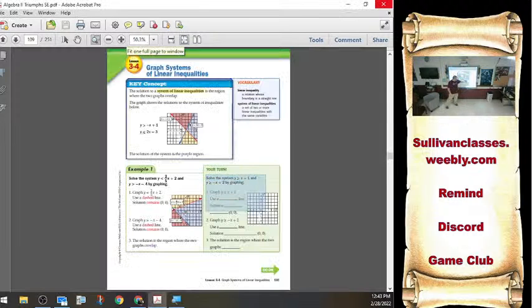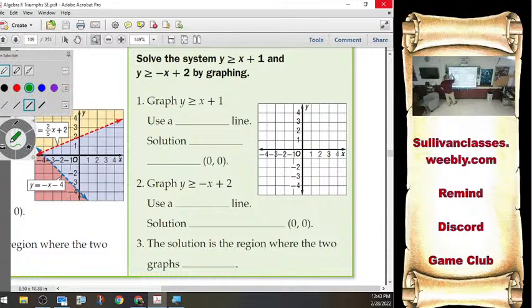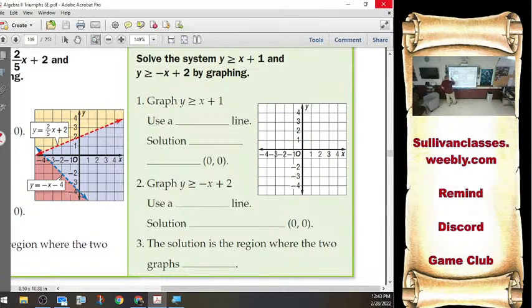So, you come down here and we're going to graph the two things. I'm going to use the arrows. You do it however you're going to do it. It says, solve this system by graphing. I will start with the first line. It is going to be what? Solid or dotted? Okay. Solid line.